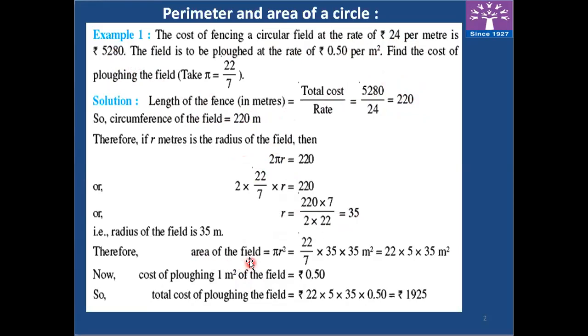Now, the area of the field can be found this way, pi r square. Pi is 22 by 7, r is 35. So we get 22 into 5 into 35. We are plugging 1 meter square at 0.50 rupees. Then the total cost will be 0.50 into 22 into 5 into 35. At last we get 1925 rupees to be paid.